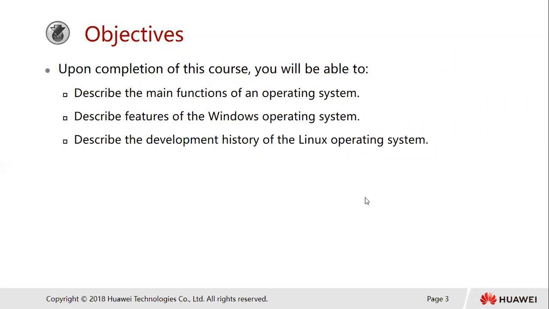So, if you are into security, you must be efficient in these two operating systems, Windows and Linux. Okay. Objectives. Upon completion of this course, you'll be able to describe the many functions of an operating system, describe features of the Windows operating system, and describe the development history of the Linux operating system. Contents, operating system 101.